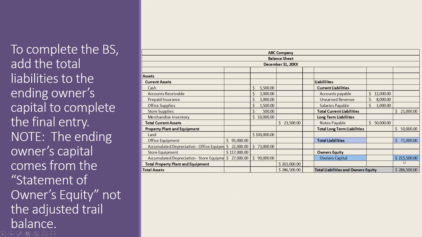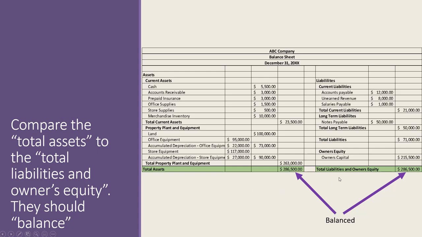When we move on to the owner's equity section of the balance sheet, you'll notice that our owner's capital amount is not the same amount we had on our adjusted trial balance. It's $215,500, which reflects the ending capital balance from our statement of owner's equity, not the adjusted trial balance owner's capital number. When we get to this side of the balance sheet, we take our total liabilities and add it to our ending owner's capital number, again from the statement of owner's equity. These two together add up to $286,500. And then when we compare our asset total to our total liabilities and owner's equity, we see that they are the same number, and our balance sheet is indeed balanced.